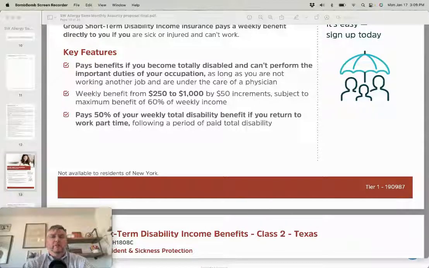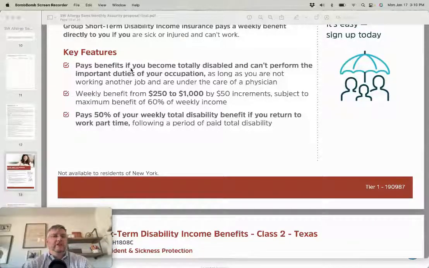Now, for those of you familiar with another carrier's disability and how they do their benefits, it's slightly different. The other carrier usually does it as a monthly benefit and then divides that by 30, and that's how they get the daily benefit. Assurity does theirs as a weekly benefit and divides that by 7. Okay, so just a quick understanding there.